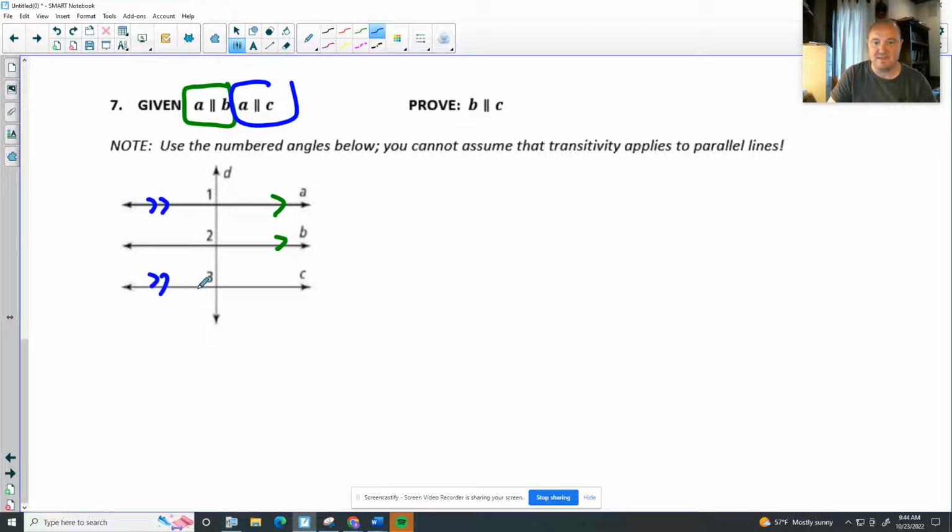And some of you might be thinking, well, if A is parallel to B and A is parallel to C, then B is parallel to C. It's just transitive. But the problem is we've never applied transitivity to parallel lines before. It seems like it should work, but we haven't proven it. So this is really where we're going to prove it.